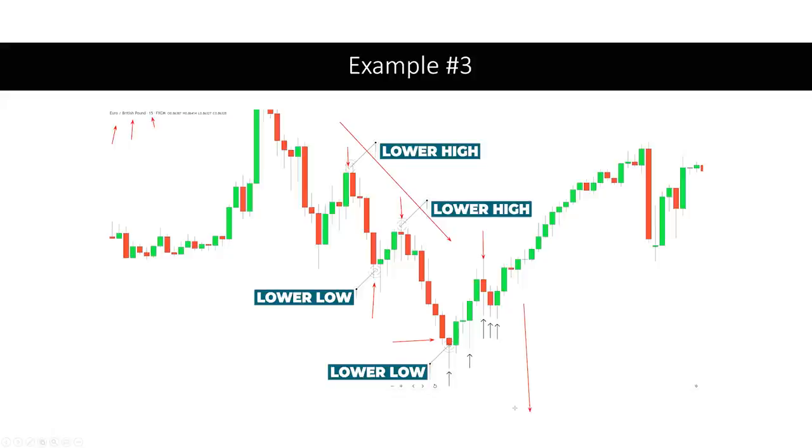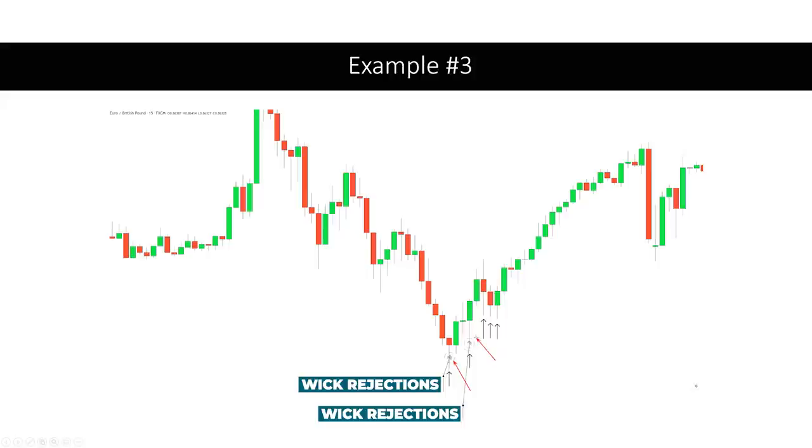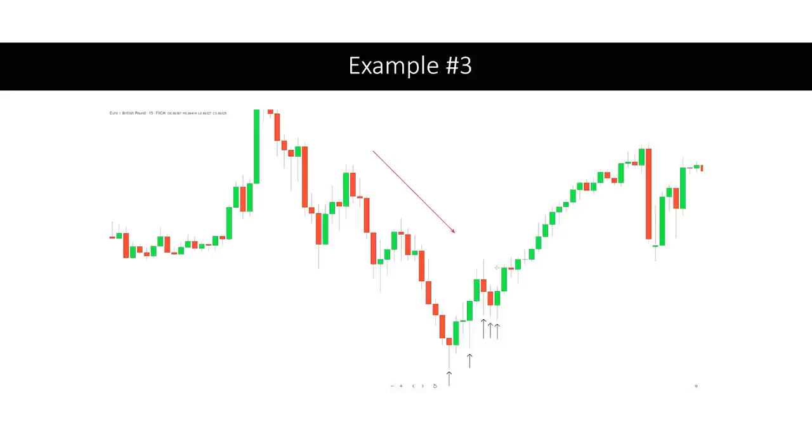Now, if the market starts to create the wick rejections, as you can see here and here and here and here and here, that starts to indicate to us that there's a weakness or failure in this bearish movement, and the likelihood of price continuing down is very slim.